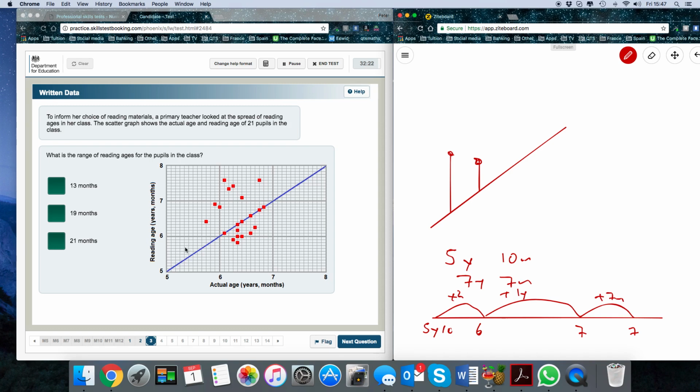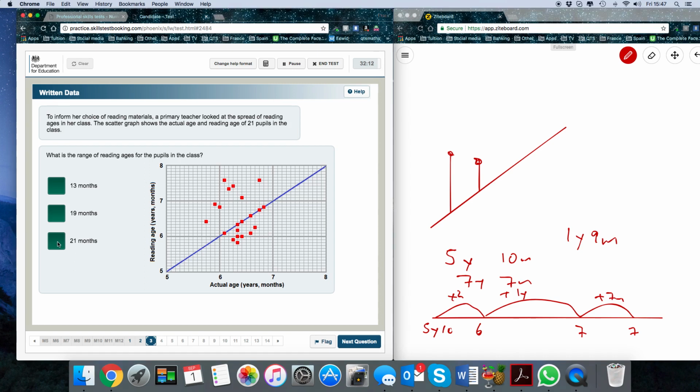Now 1 year is 12. Sorry, I said that wrong. 1 year and 9 months in total. Let me write that down. Now 1 year is 12. 12 plus 9 is 21.